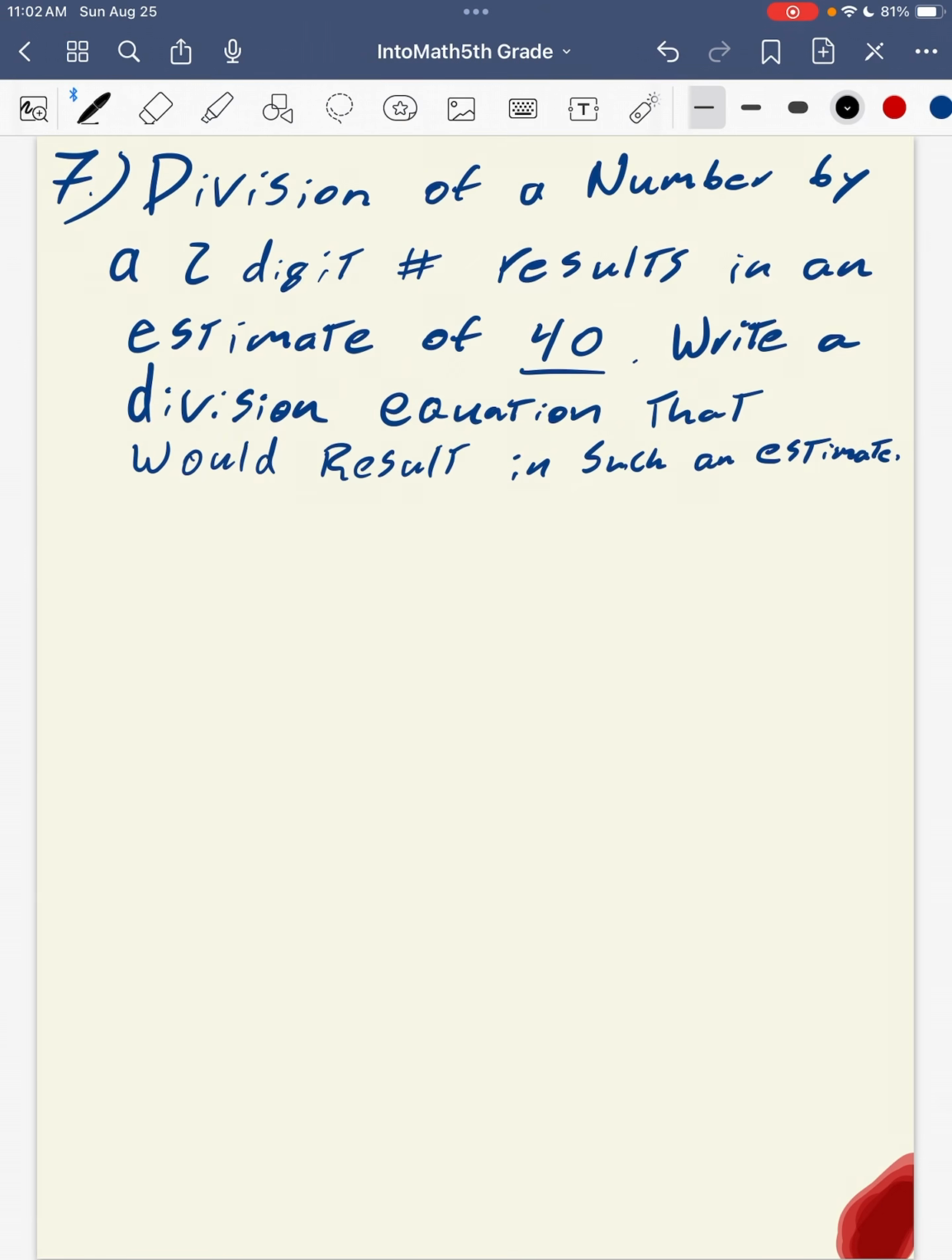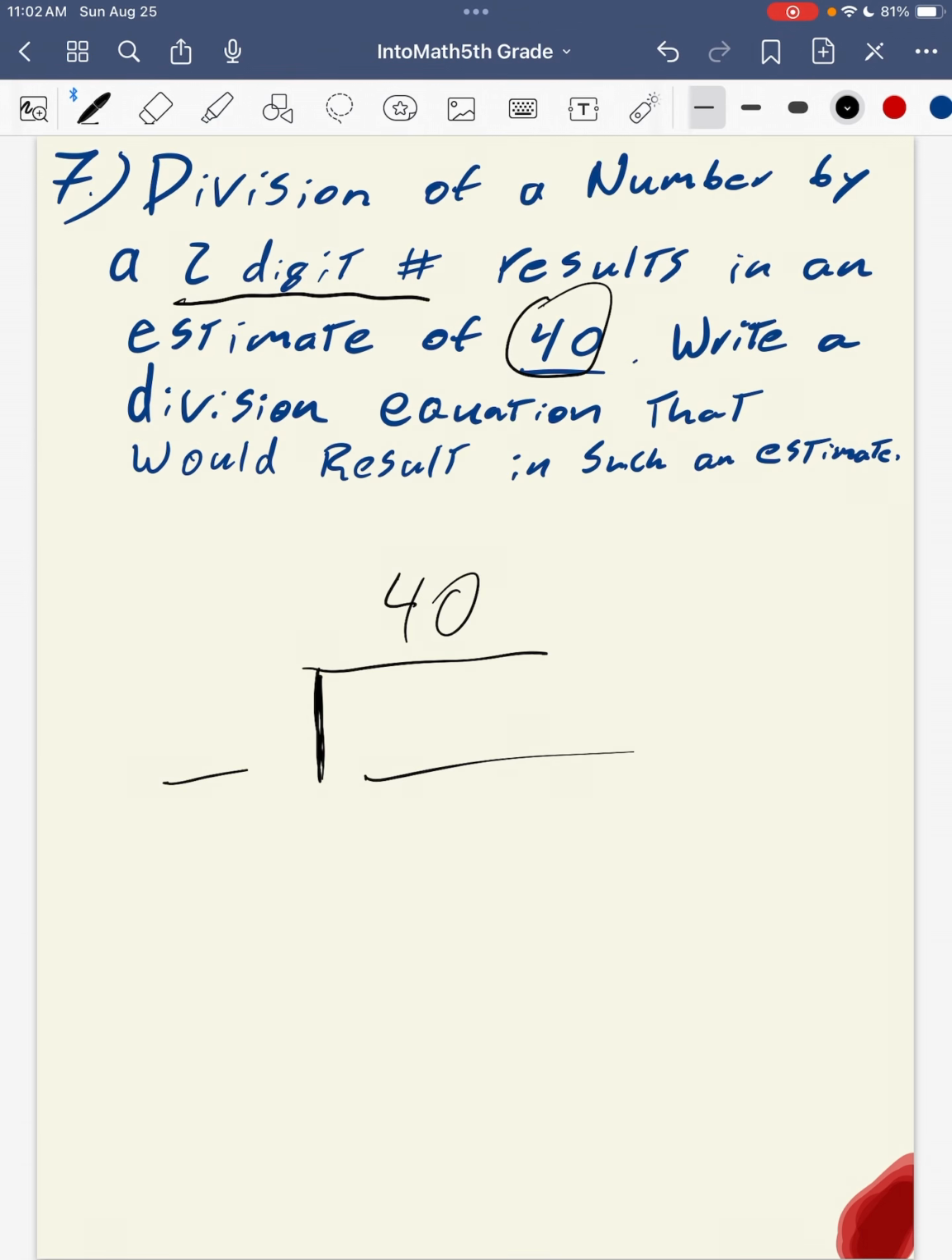Our last question for today's lesson, number 7. Division of a number by a 2-digit number results in an estimate of 40. Write a division equation that would result in such an estimate. So we estimate that blank divided by 40, or that blank divided by blank equals 40. This is an open-ended question, so we can use a number of numbers here. We know that this number here has to be a 2-digit number.